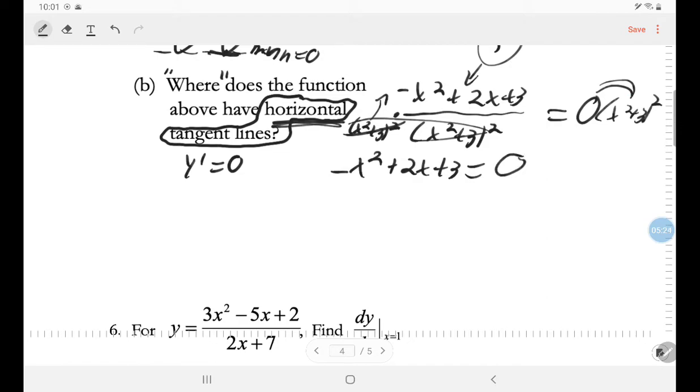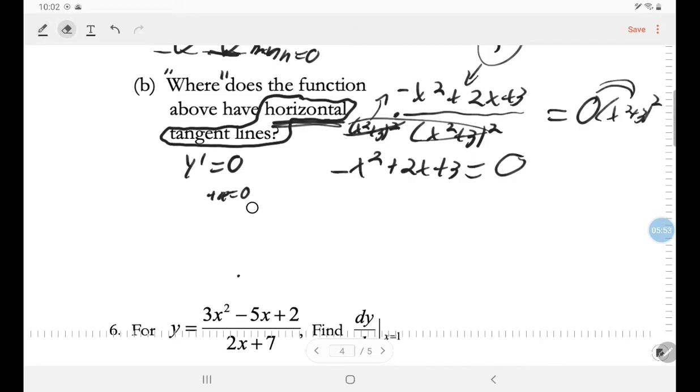Wait just a minute here. So the bottom just canceled and it didn't do anything. Exactly. Whenever you have a fraction and it equals 0, what that means is that the top has to equal 0. The bottom can be any number you darn well please it to be. It really doesn't matter. The only way a fraction equals 0 is if the top is 0.